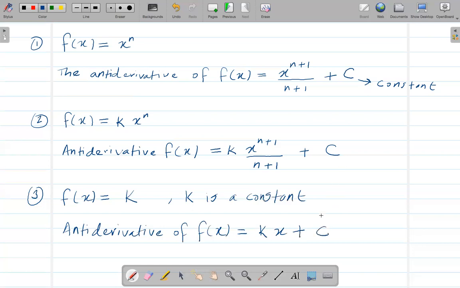So these are some rules. So let's do an example.